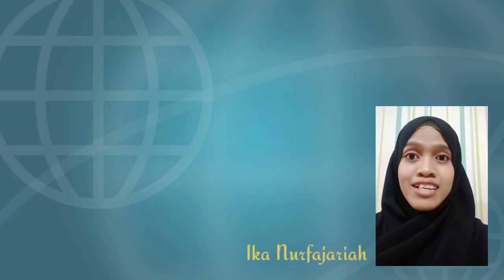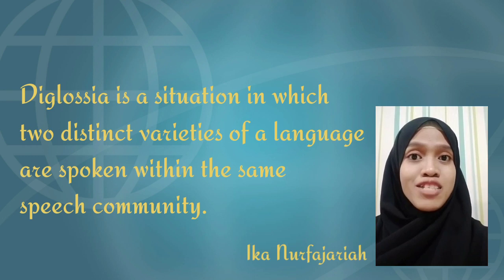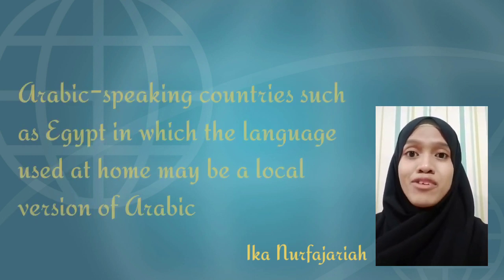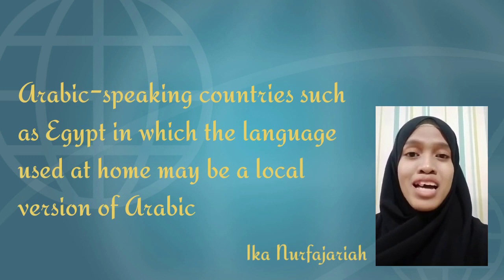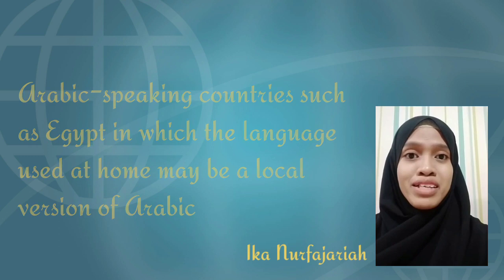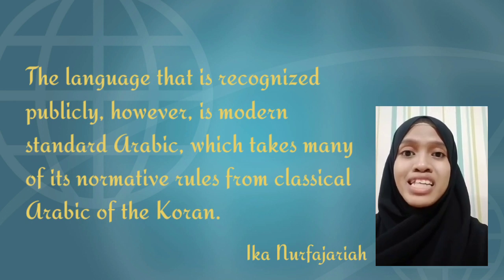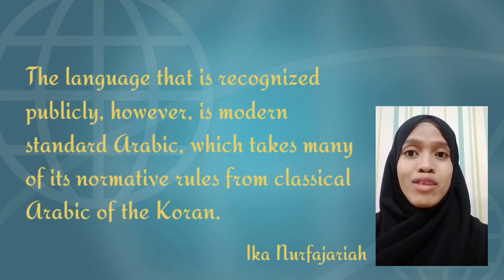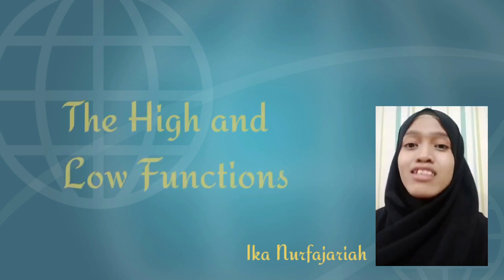So I am here to explain about diglossia. What is diglossia? Diglossia in sociolinguistics is a situation in which 2 distinct varieties of a language are spoken within the same speech community. An example can be taken from Arabic-speaking countries such as Egypt, in which the language used at home may be a local version of Arabic. The language that is recognized publicly, however, is Modern Standard Arabic, which takes many of its normative rules from the classical Arabic of the Quran. Now we talk about the high and low functions.